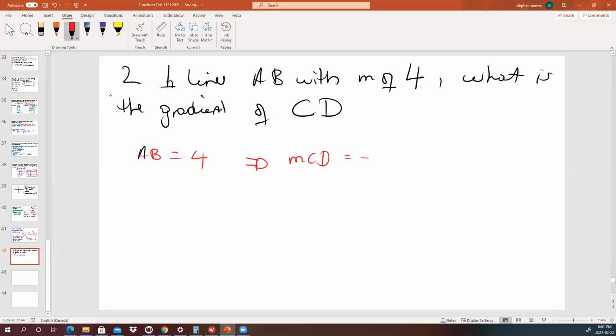the negative reciprocal, and 4 is the same as 4 over 1. So we would just flip this and get negative 1 over 4. So the gradient of CD would be negative 1 over 4.